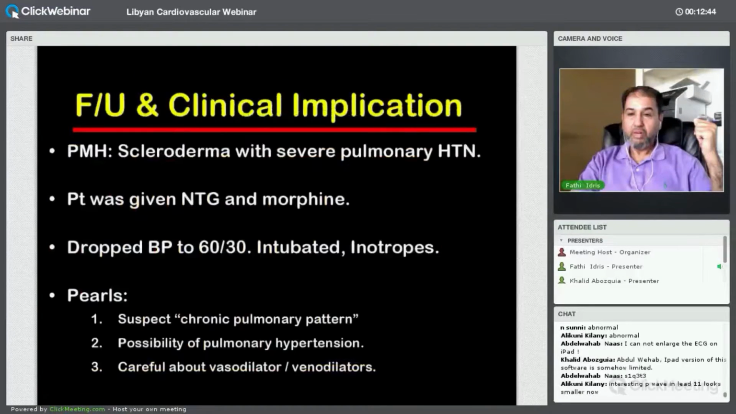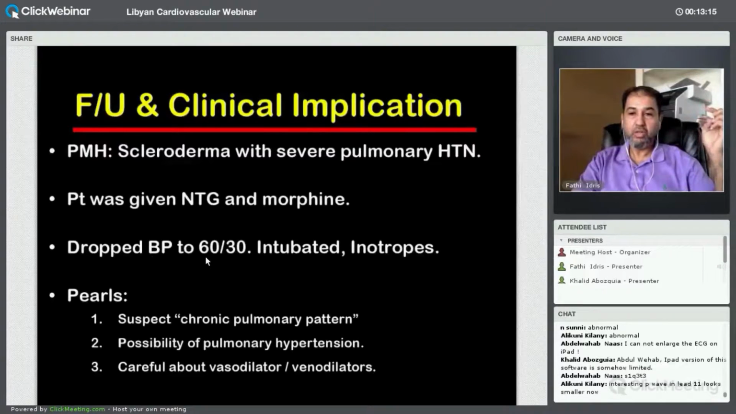If you go to the follow-up, for each of these cases I'll give you the follow-up on the patient, what happened on these real cases, and what the learning point is. This patient has scleroderma and severe pulmonary hypertension, as I stated earlier. Unfortunately, in the emergency room, this patient was given nitroglycerin and morphine. Both will lower the blood pressure, and if somebody has a chronic pulmonary disease, this can be disastrous.